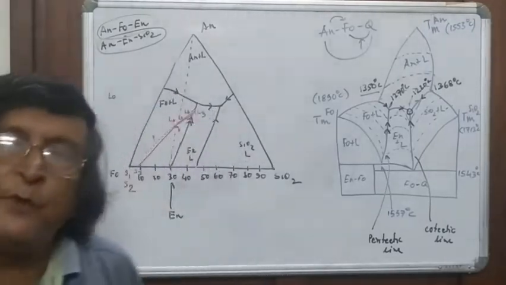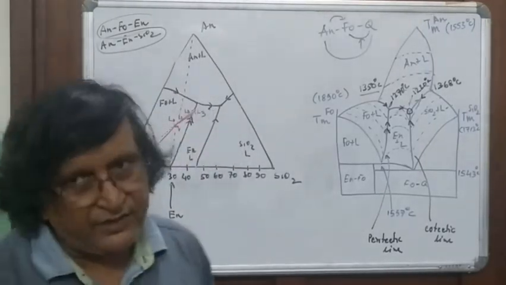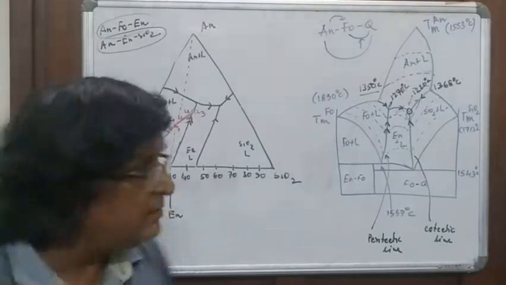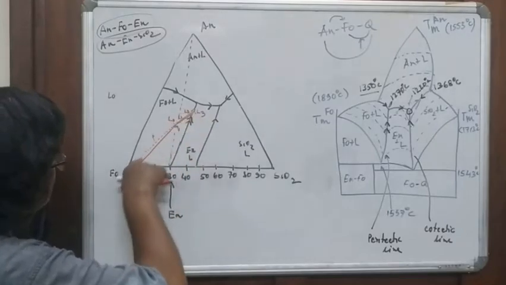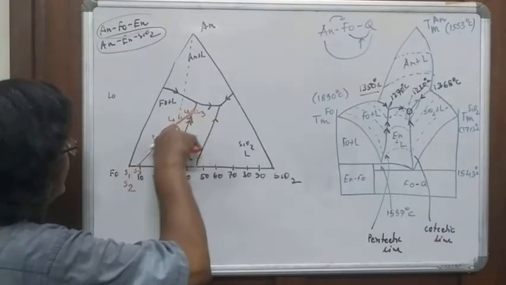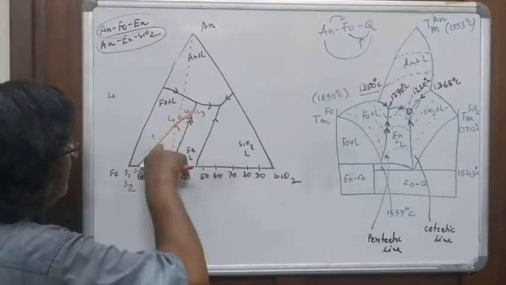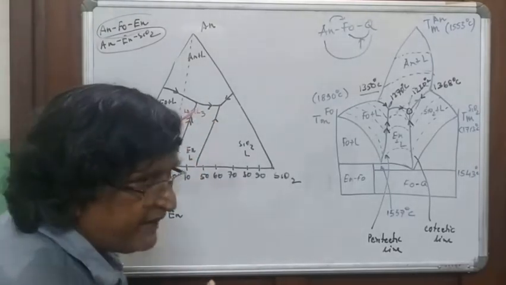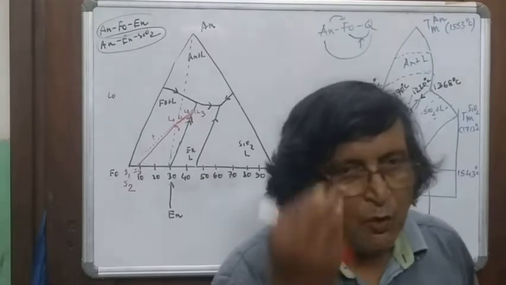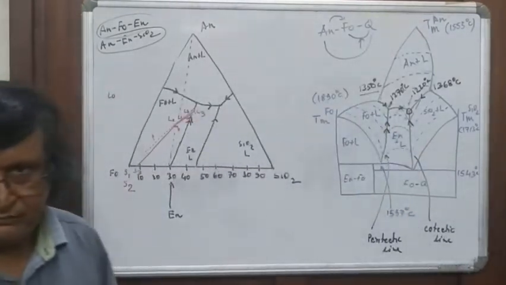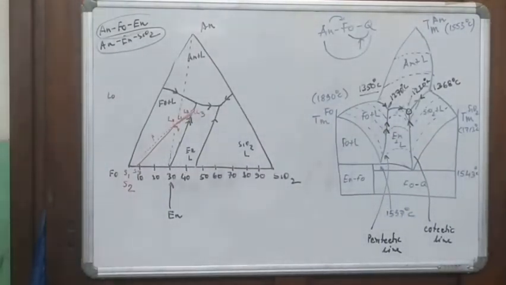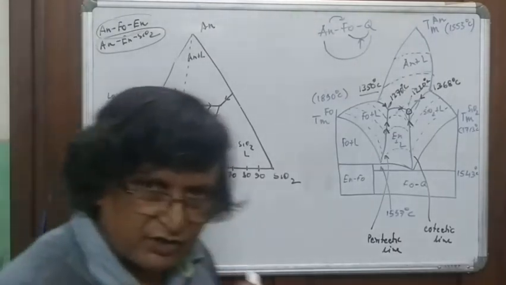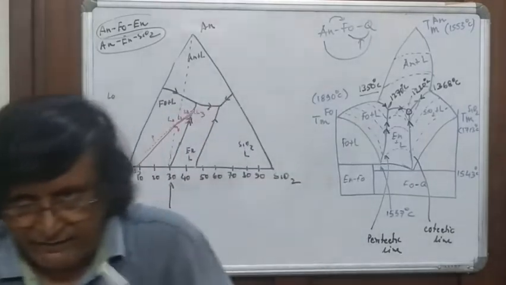So what is the proportion of forsterite to melt? What is the proportion of solid to melt? Very simple. P on this line and Q. P by P plus Q on this line will give you the fraction of melt. 1 minus that is the fraction of solid, or the proportion of the solid. So you have a magma, you have melt and the solid.